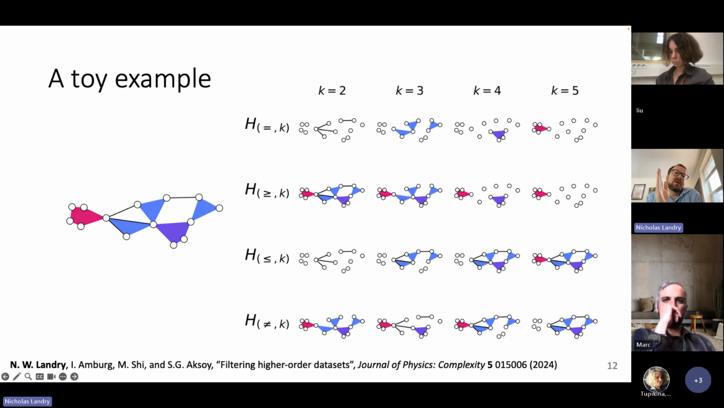And in the next column, I'm excluding the links. And then the next one, I'm excluding the triangles and so forth. And then I'm actually doing the reverse in that third row there. I'm including greater and greater sized hyper edges. So first I just have links, and then I have links and triangles and so on.